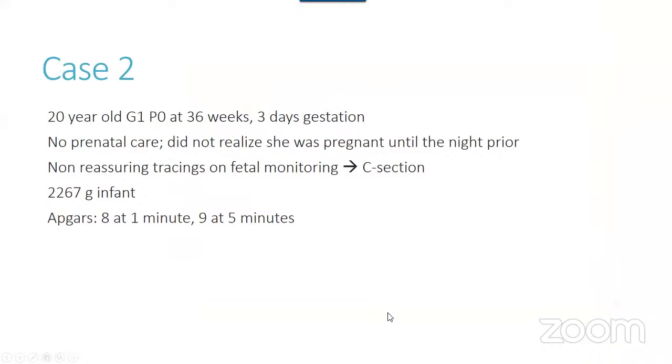So our next case, this is a 20-year-old G1. She's almost at term, late preterm, so 36 and 3. She didn't have any prenatal care. She says she didn't realize she was pregnant until the night prior. So there were non-reassuring fetal heart rate tracings on fetal monitoring, so she went for a C-section. Weight is okay, and APGARs are also okay.